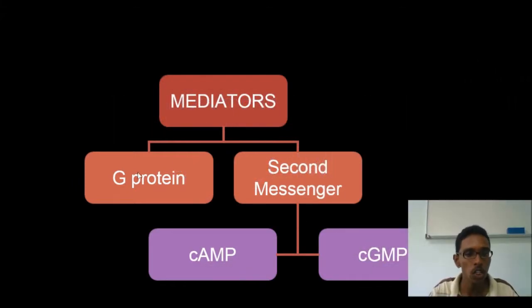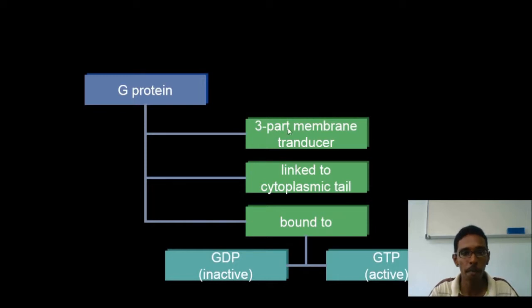Next, we are going to see G protein and cyclic adenosine monophosphate, cAMP, and cyclic guanosine monophosphate, cGMP, which are categorized under second messenger. G protein is a three-part membrane transducer molecule linked to the cytoplasmic tail of a protein, which is bound to guanosine diphosphate, GDP, which is inactive, and guanosine triphosphate, GTP, which is active.